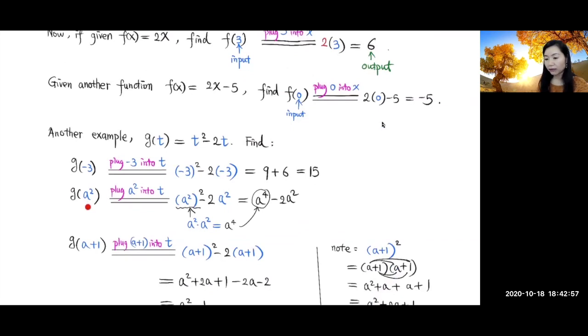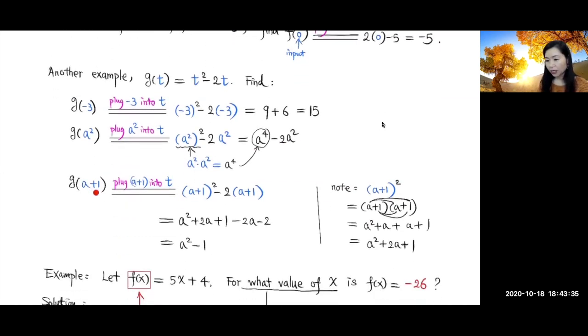Now what about g of a squared? Now this is the input. Inside the parenthesis here, that's the input. So I'm going to plug this a squared into t, into this function. So you have parenthesis a squared and then squared, minus 2a squared. Now when you square a squared, that's the same as a squared times a squared. You repeat this base, a squared, twice. A squared times a squared is a to the 4 power. So you get a to the 4 power here. And then here is minus 2a squared.